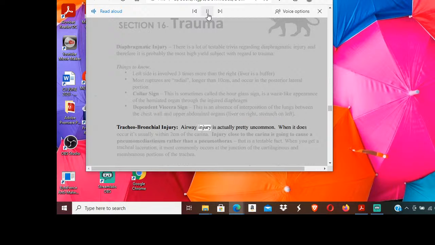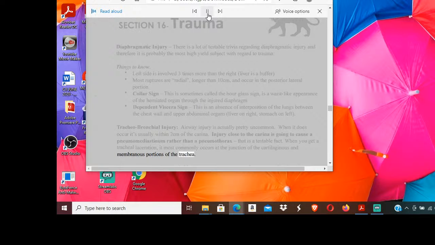Tracheobronchial injury, airway injury, is actually pretty uncommon. When it does occur, it's usually within 2 cm of the carina. Injury close to the carina is going to cause a pneumomediastinum rather than a pneumothorax, that is a testable fact. When you get a tracheal laceration, it most commonly occurs at the junction of the cartilaginous and membranous portions of the trachea.